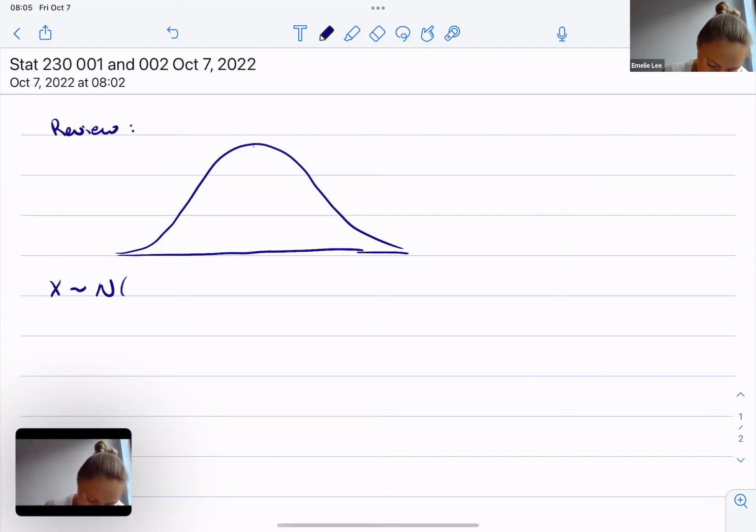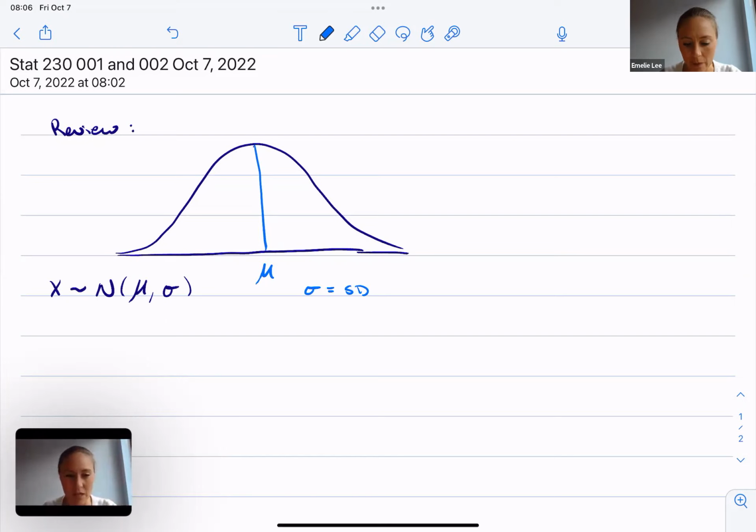X follows a normal distribution with some center mean mu and some standard deviation sigma, then down here in the center is our mu, and sigma equals the standard deviation, whatever it is, we jot it down on the side. And then how we use this is we say, okay, if I have some observation X that I'm interested in finding a probability with, then I can use the mean and the standard deviation to standardize this value. And then I use the standardized value to find the probability.